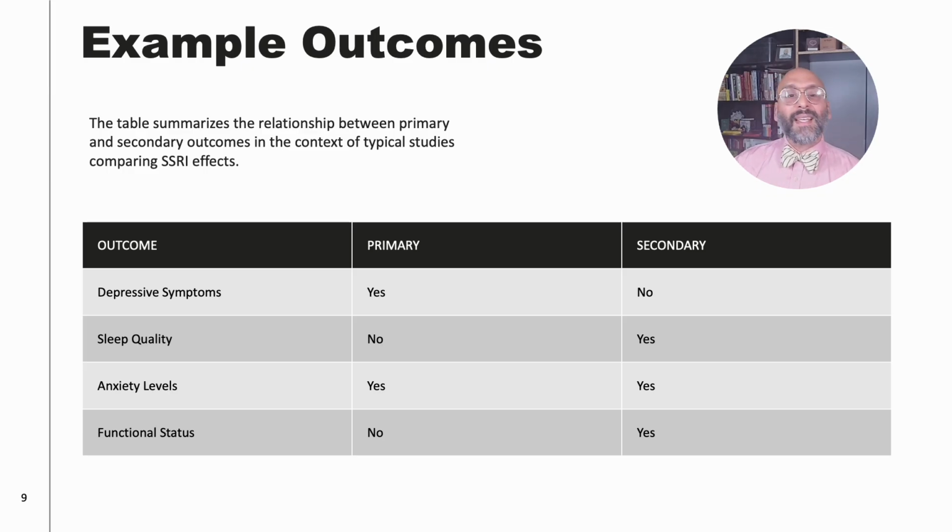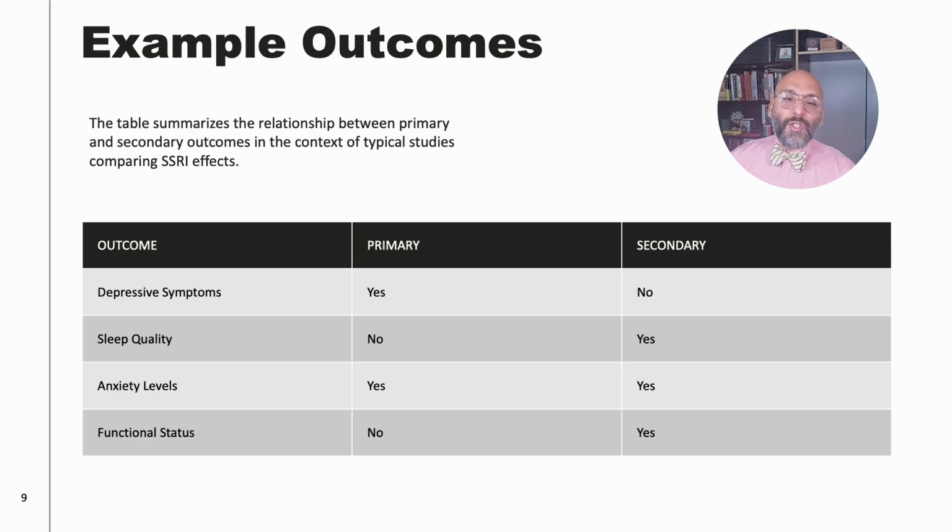Other domains like sleep quality, functional status, sometimes anxiety, those are often secondary outcomes. They're measured, but the study is not designed to prove changes in those areas. So notice the row where anxiety appears as both a primary and secondary outcome. That reflects a common reality. Some trials are designed specifically for anxiety disorders, while others measure anxiety as an exploratory add-on. You see, the key point is this: the same symptom can be primary in one study and secondary in another.